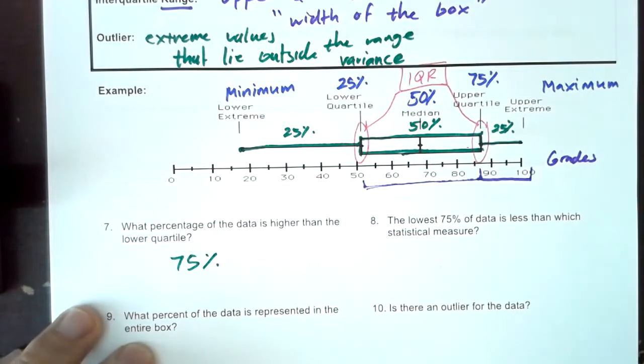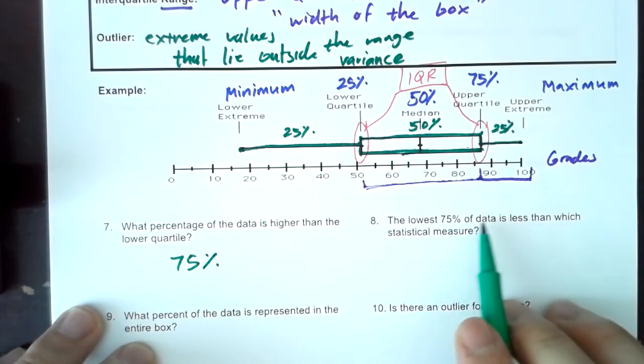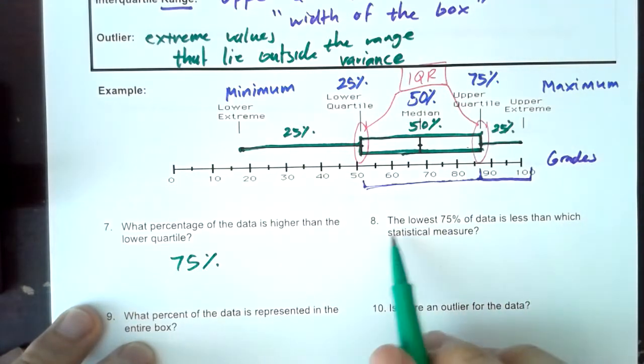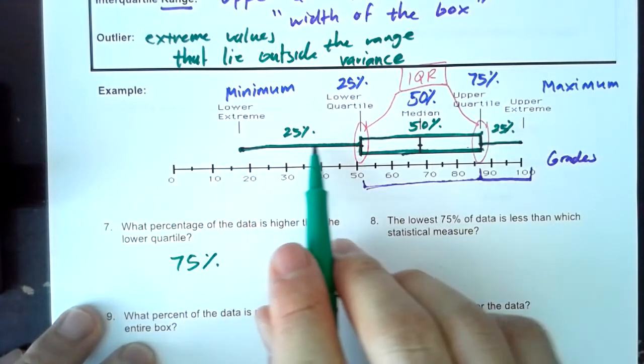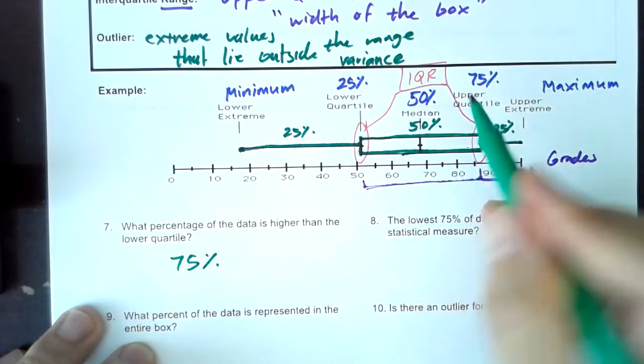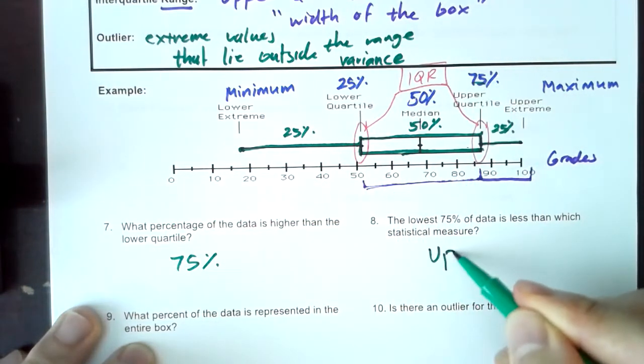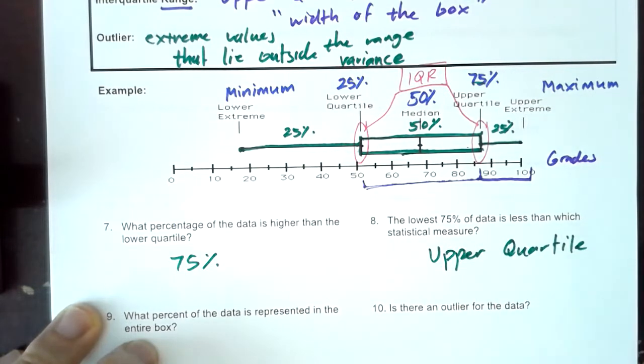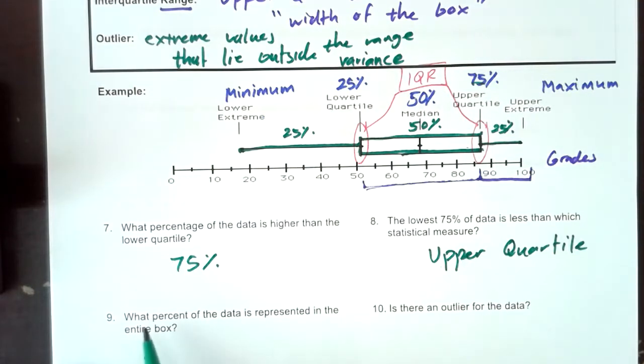75% is still higher. The lowest 75% of data is less than which statistical measure? The lowest 75% of data is less than what we call the upper quartile. The upper quartile is basically the third quarter of your data, where 75% of your data is lower than that.